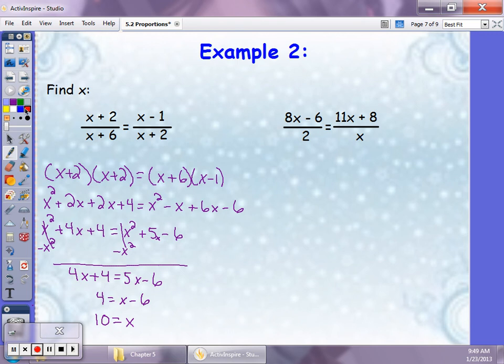To see if we're correct, we can go ahead and substitute in 10 for x, and if this is true, both ratios should simplify to the same fraction. So 10 plus 2 is 12. 10 plus 6 is 16. And that should equal 10 minus 1, which is 9, over 10 plus 2, which is 12. And that is correct because 12/16 is equal to 9/12, which is the same thing as equaling 3/4.